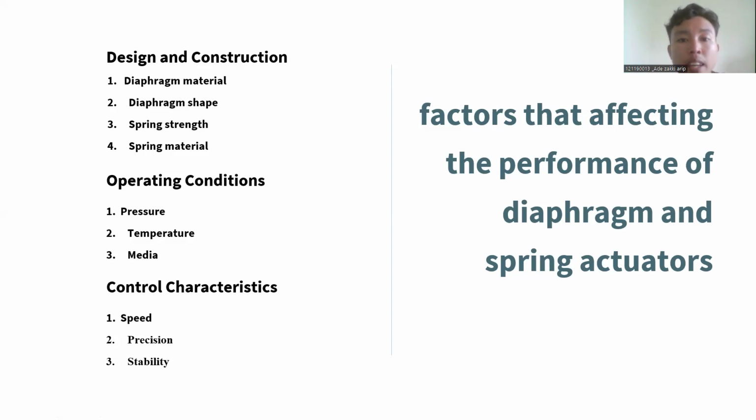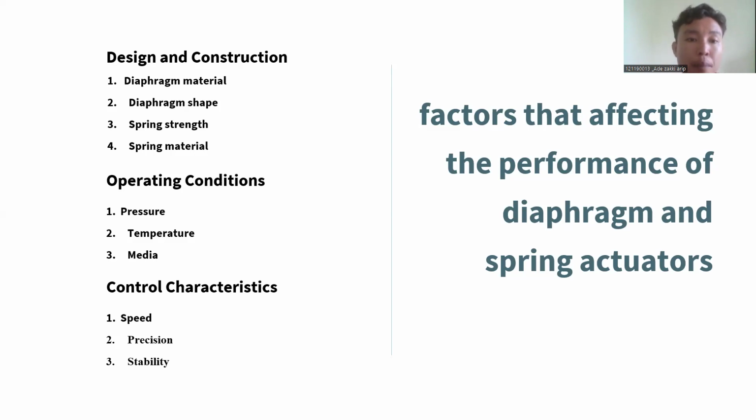Point number two is diaphragm shape. The diaphragm can have various shapes, such as flat, convex, or conical. The shape of the diaphragm will affect the force and displacement produced. The last point is spring strength. The strength of the spring will determine the force required to move the diaphragm. A strong spring will result in smaller movement and displacement.